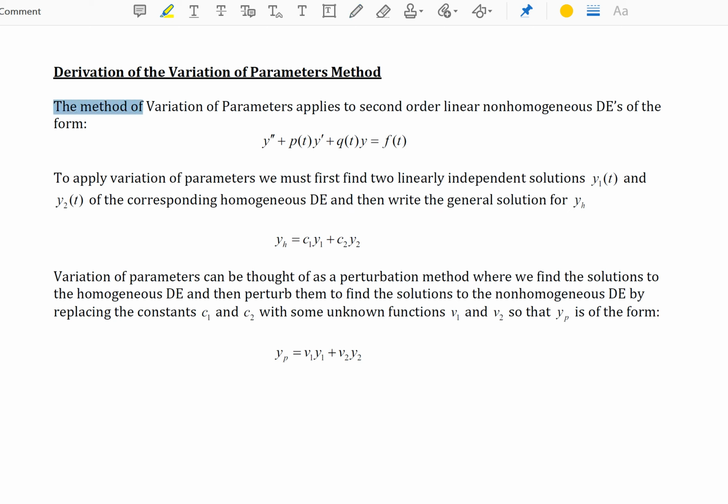The method of variation of parameters applies to second-order linear non-homogeneous DEs of the form y double prime plus p of t y prime plus q of t y equals f of t, where our coefficients need not be constants any longer. They can be functions of t.